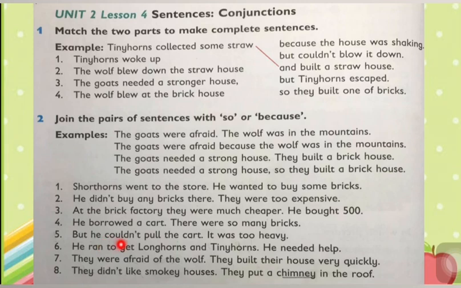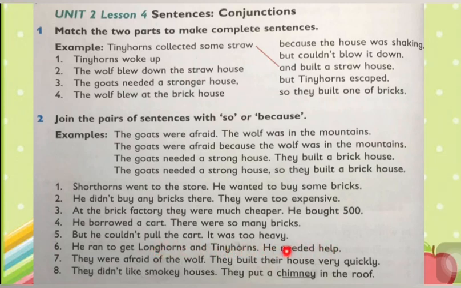But he couldn't pull the cart. Again, it was too heavy. Here, a cause or reason is given. So we will use because. But he couldn't pull the cart because it was too heavy. Number 6. He ran to get Longhorns and Tiny Horns. He needed help. Here the reason or the cause has been mentioned. So we are going to connect this sentence by using the conjunction because. He ran to get Longhorns and Tiny Horns because he needed help.